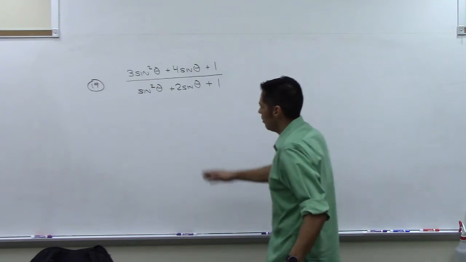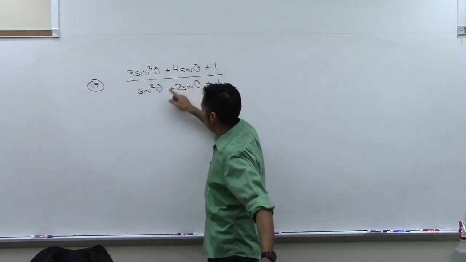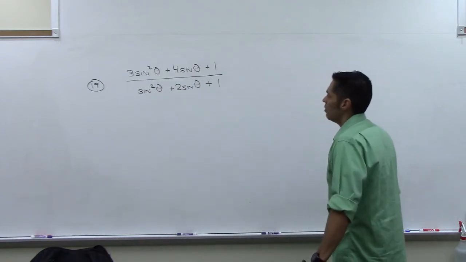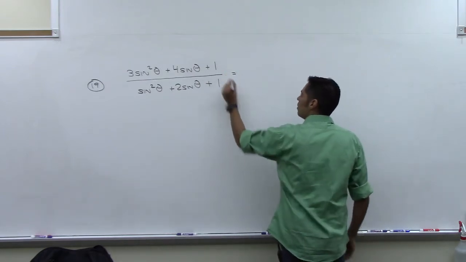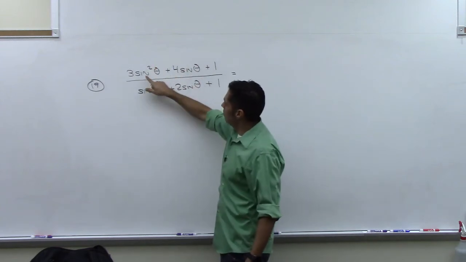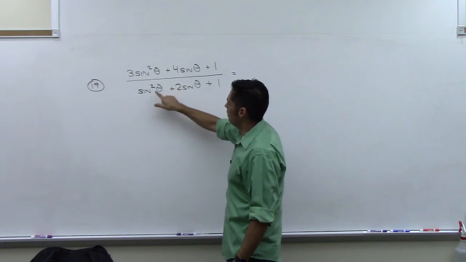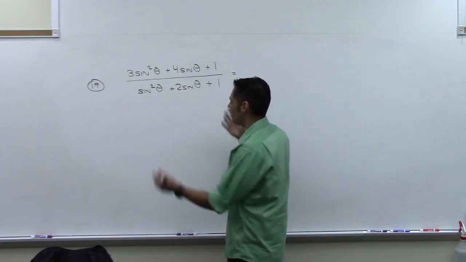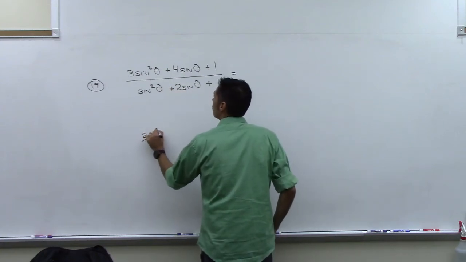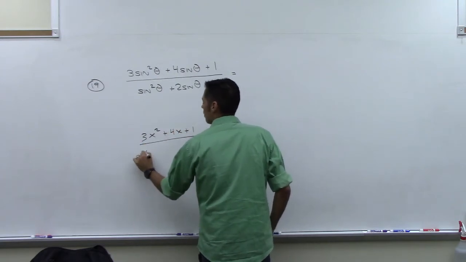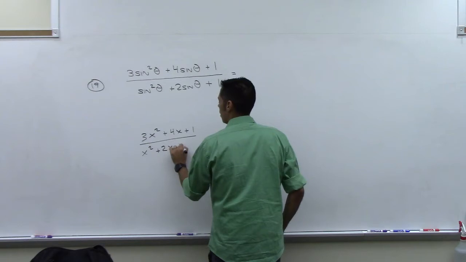All right, now look, you can't just start canceling these things because we have addition between things. You can't do that. So we look at the numerator, and the numerator looks like a quadratic because this is almost like x squared, right? This is like x squared, that's like x. So this almost looks like 3x squared plus 4x plus 1 over x squared plus 2x plus 1.